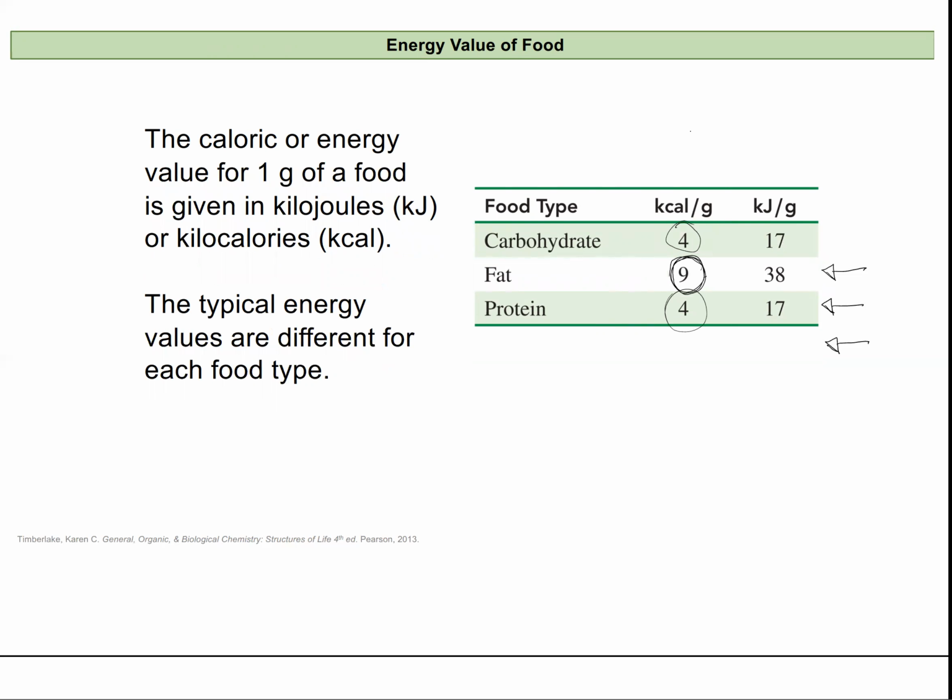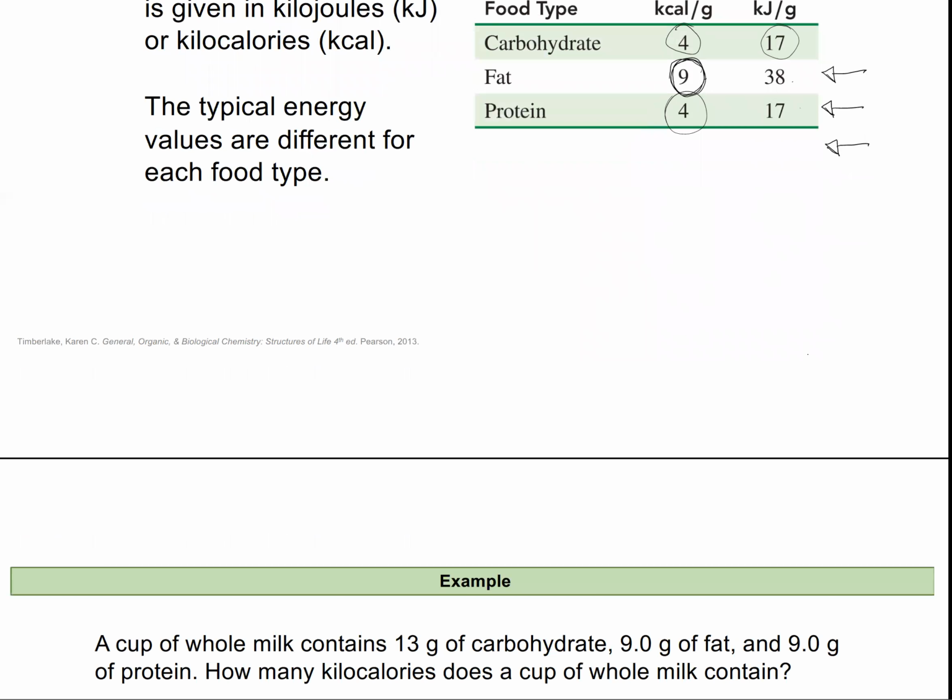You can do just a conversion where 1 calorie equals 4.184 joules and prove that if carbohydrates produce 4 kilocalories, it'll be the same as producing 17 kilojoules of energy. Or for fat, 38, or for protein, 17. And so if we know the carbohydrate, fat, and protein makeup of a food, we can make a pretty good estimate of the amount of energy that that food contains using these as a calculation.